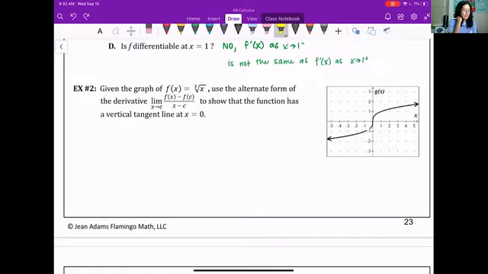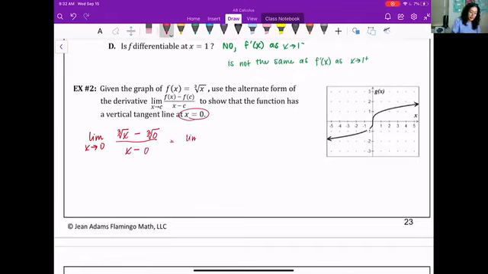It says, given the graph f of x equals the cube root of x, use the alternate form of the derivative to show that the function has a vertical tangent line at x equals 0. Okay, so they're wanting us to use this alternate form of the derivative. So I'm going to do the limit as x approaches 0. That's the point of interest here. Instead of f of x, I'll just write the function, cube root of x, minus, now I'm going to plug in 0 to my function, cube root of 0, all over x minus, again, my point of interest, 0.